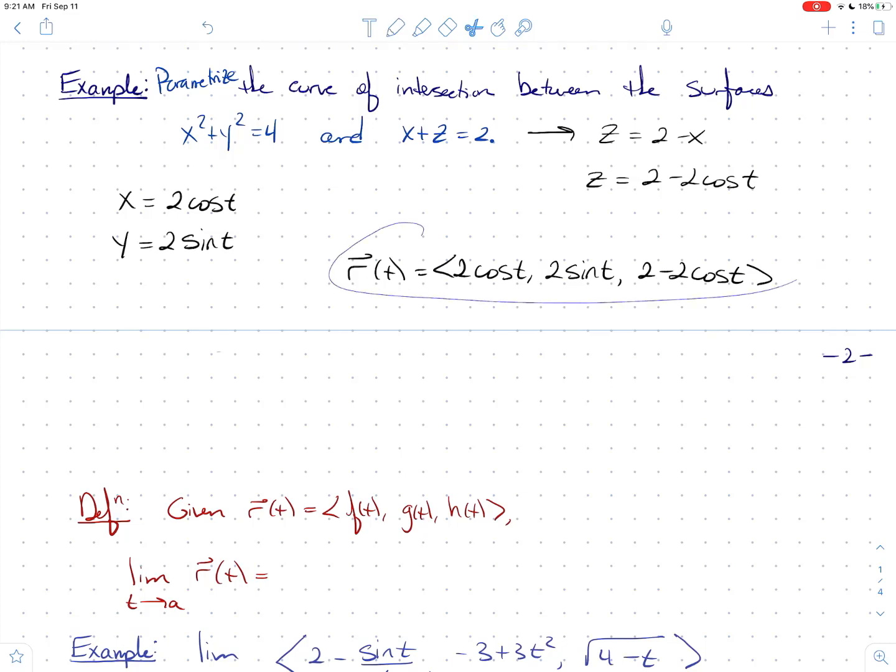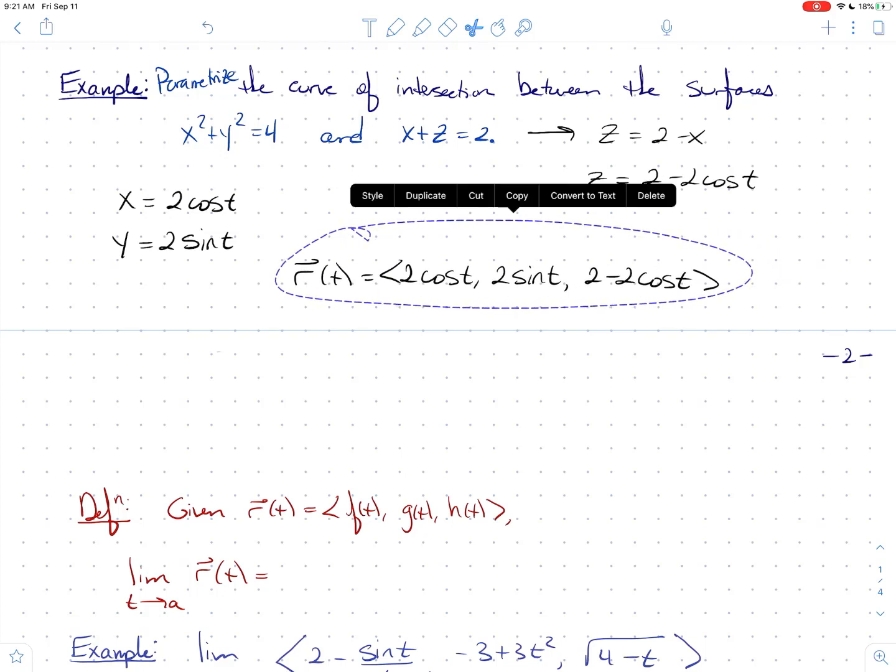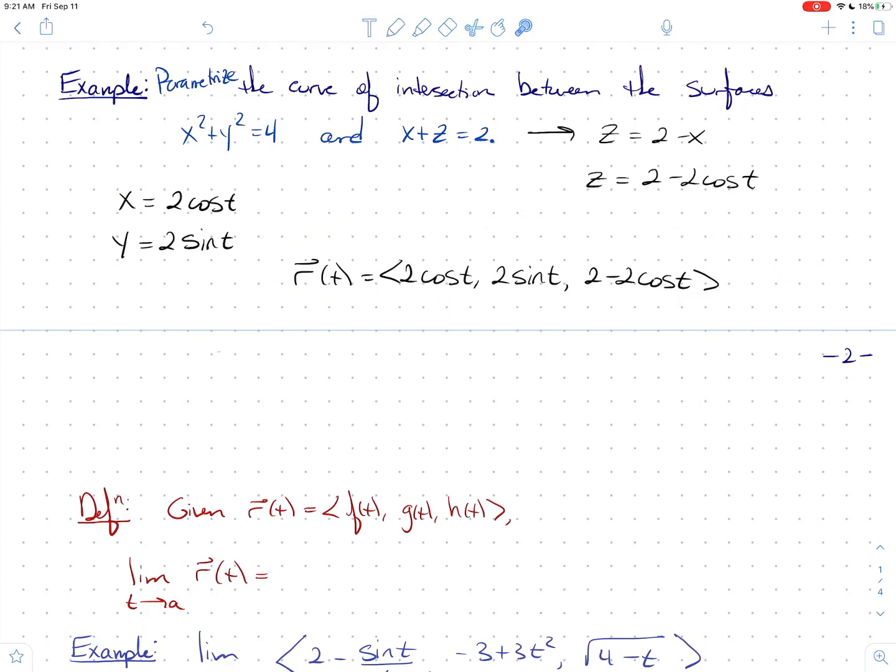And I do want to limit my t values. I only want to go around this curve once, and I can see I'm on a circle, so all I have to do is let t run between 0 and 2 pi, and that's going to trace this out. So let's switch this to Mathematica, and then we're going to come back and keep going in the notebook.